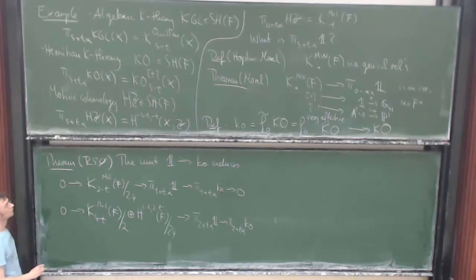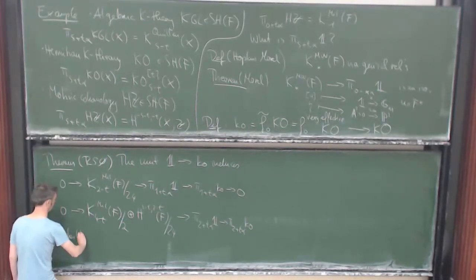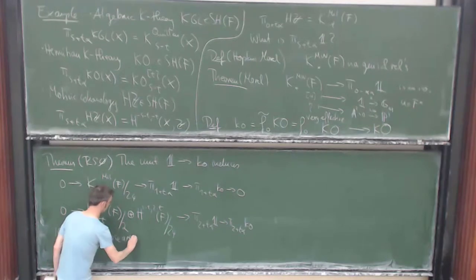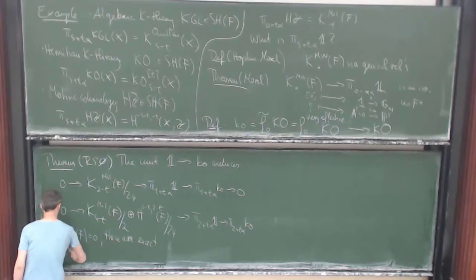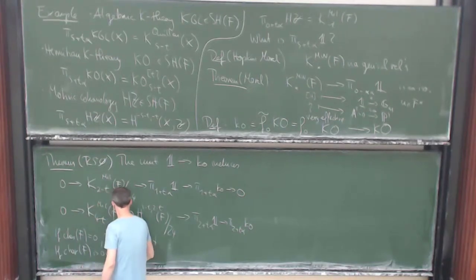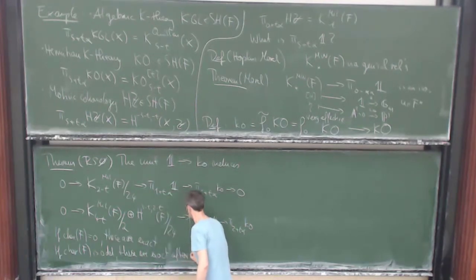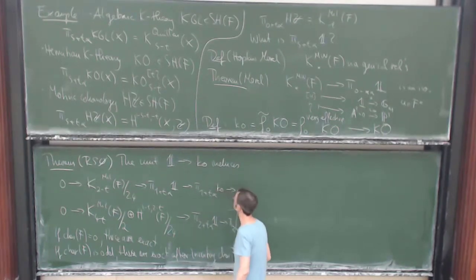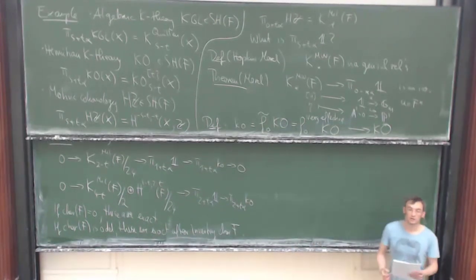Okay, so this is what the unit map induces, and if the characteristic of F is 0, these are exact sequences. And if the characteristic of F is odd, these are exact at least after inverting the characteristic.